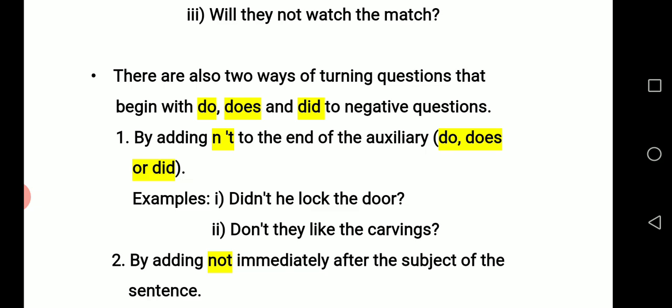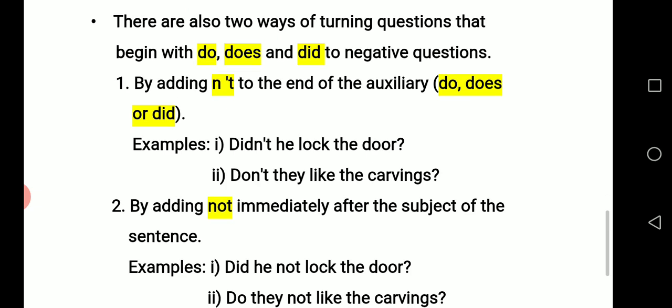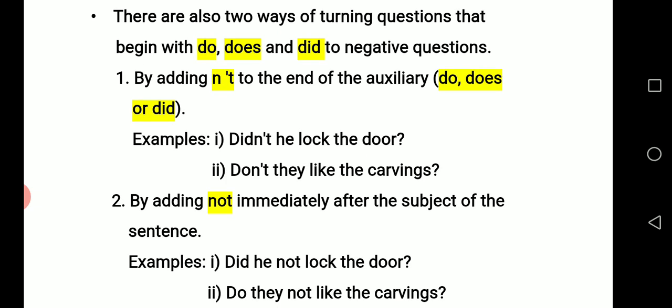For example, didn't he lock the door? Don't they like the carvings? That is, if you're using the contracted form, so you add it to the auxiliary. Auxiliaries like do, does, or did. But when you are using the full form, not, N-O-T, you do it by adding the not immediately after the subject of the sentence.